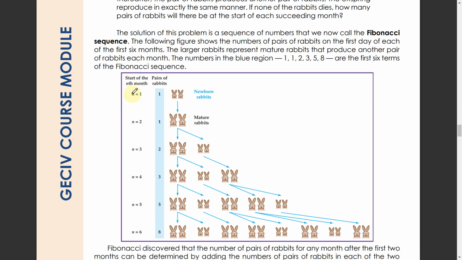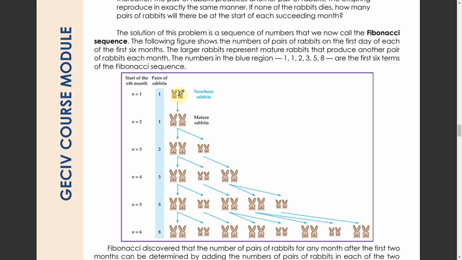So makita ninyo dinhi nga column, this is the n or the term, no? So ang atong nth term, that is in terms of months, no? So n is equal to 1, meaning that is on the first month, no? So the pairs of rabbit is 1, no? Kung pair, di ba kung ang imong pair of shoes, so duha man na ka sapatos, no? Na pares. So the same siya ani. Naay duha ka rabbit pero ang count is 1 pair kay duha man ni sila, no? So 1 pair of rabbits.